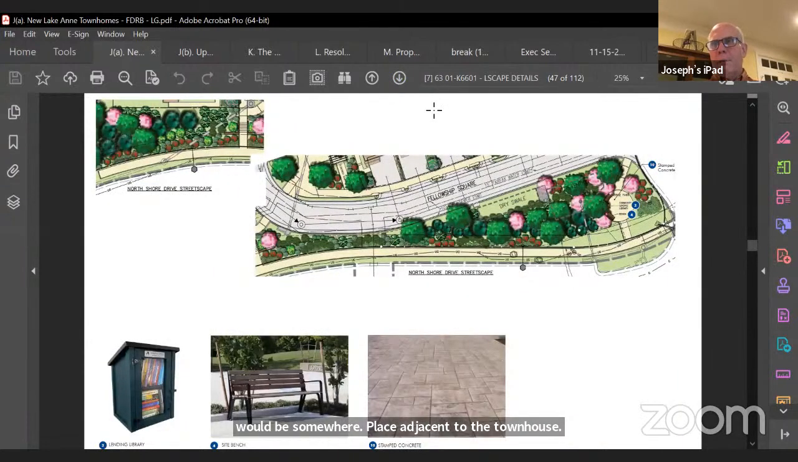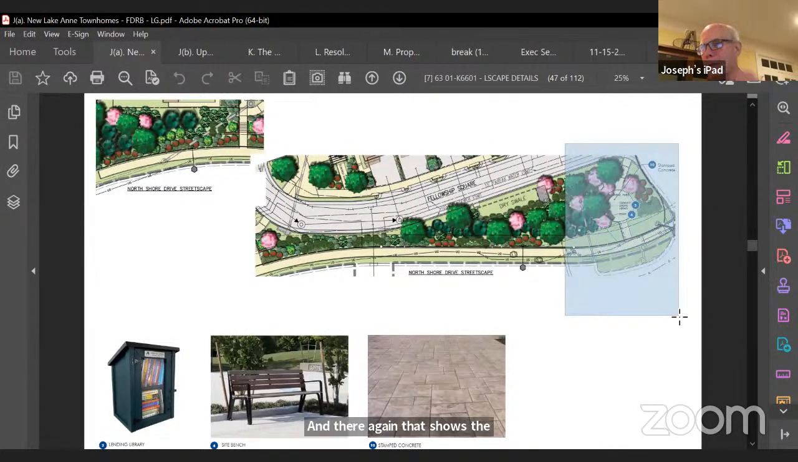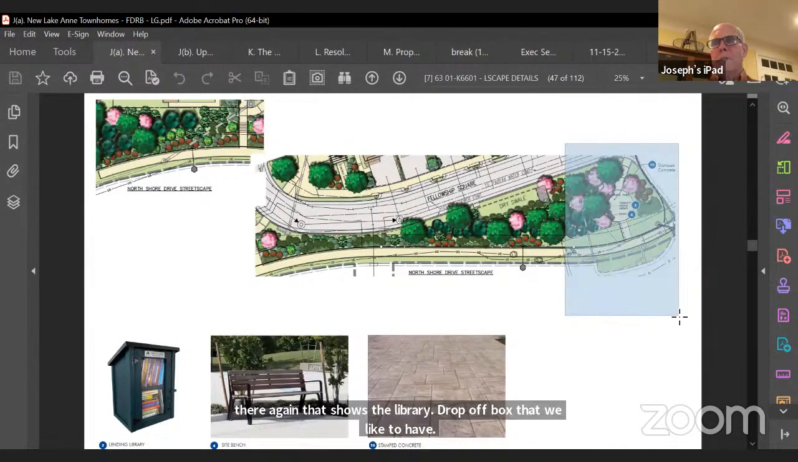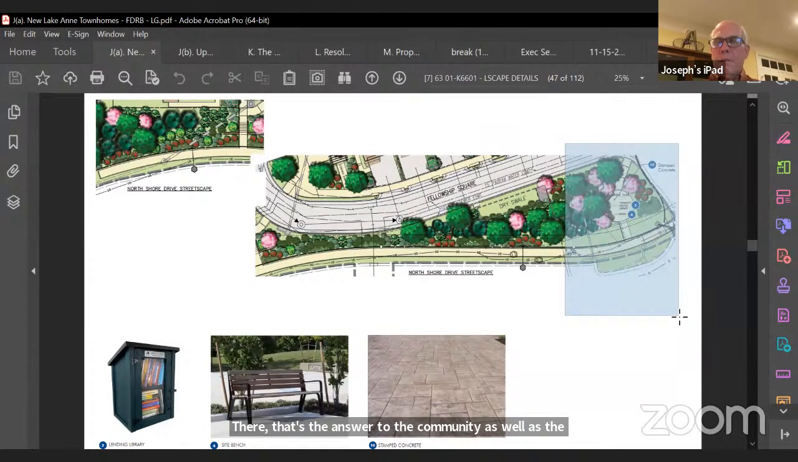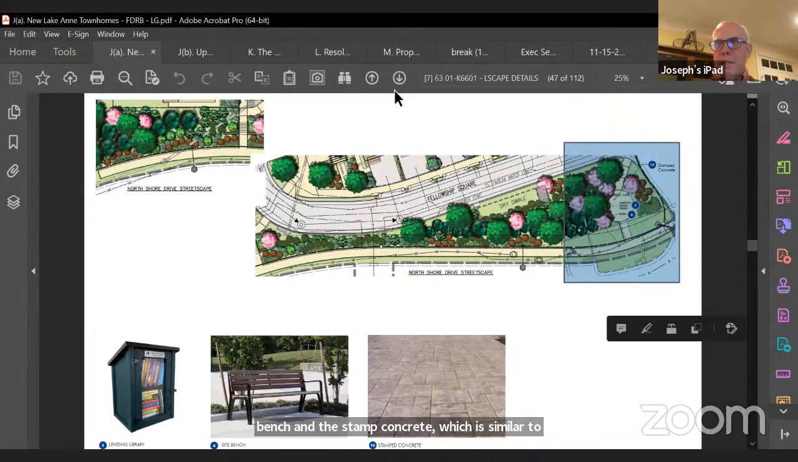And there again, that shows the library drop-off box that we like to have there at the entrance into the community, as well as the bench and the stamped concrete, which is similar to what's adjacent in the adjacent parcel built. Next, please.